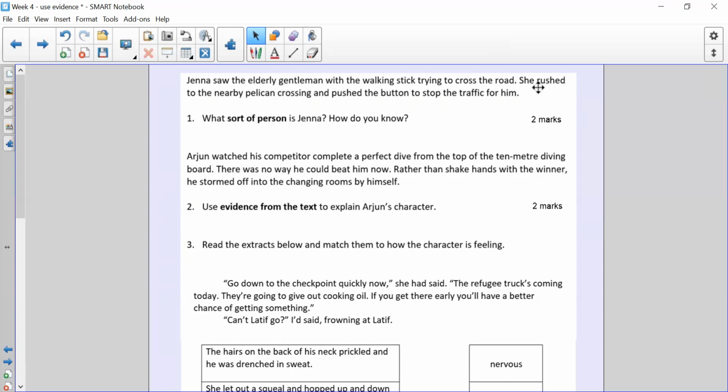So is she a nasty person, or is she a mean person, or is she a miserable person? Okay, I haven't given you the answer. So you have to think, what kind of a person is she based on her actions, and what actions would support your reasoning? So that's for 2 marks.